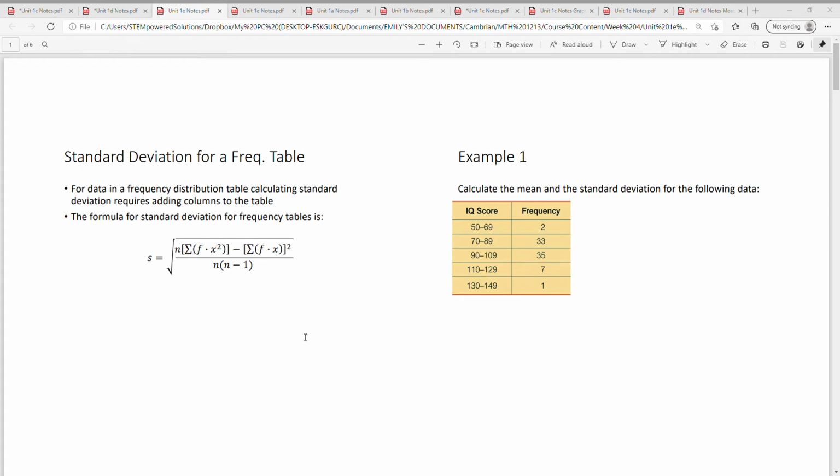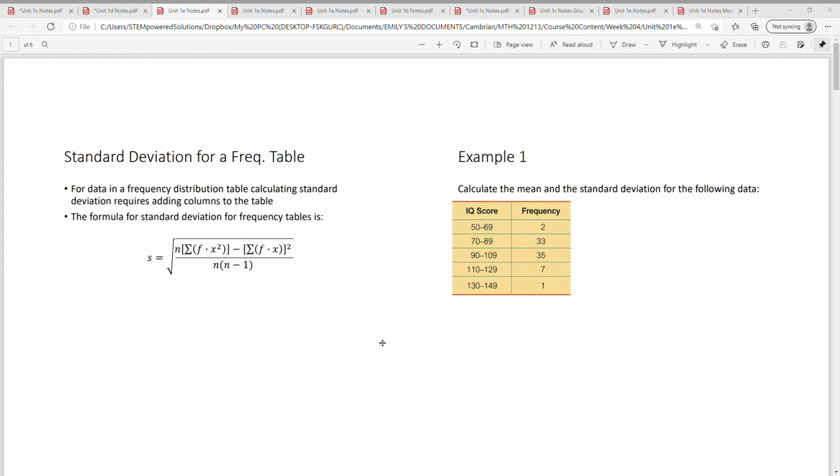All I did was take 59.5 and square it. So 59.5 to the power of 2 is equal to 3,540.25. 79.5 to the power of 2 is equal to 6,320.25. 99.5 to the power of 2 is 9,900.25. 119.5 to the power of 2 is 14,280.25. And then 139.5 to the power of 2 is 19,460.25. So that's how I found x squared.